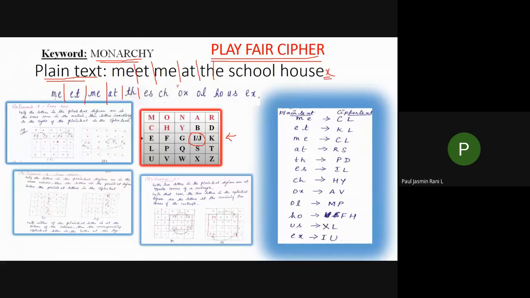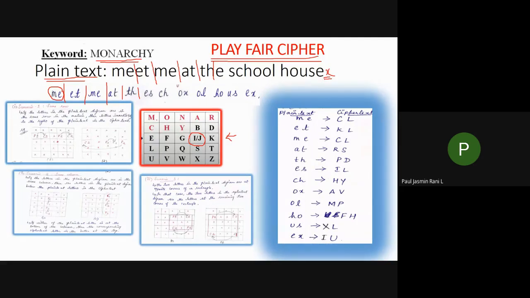After getting the plain text, let us consider, I'm going to do it for only this ME. Later you check the other plain text pairs. How you have to convert into ciphertext: let us consider this ME. From your matrix, you have to see where this ME exists.